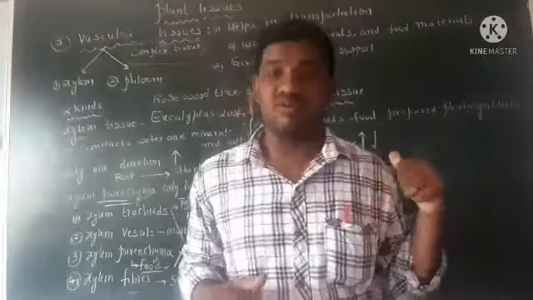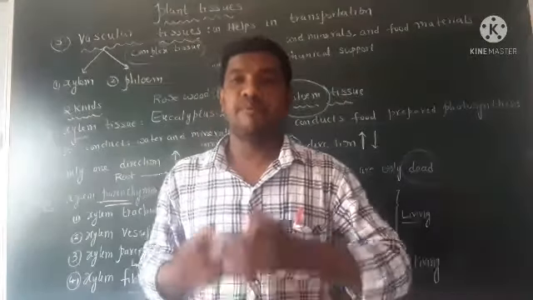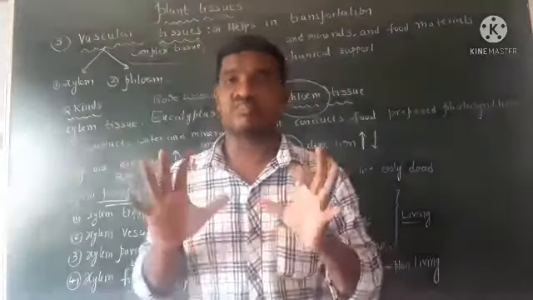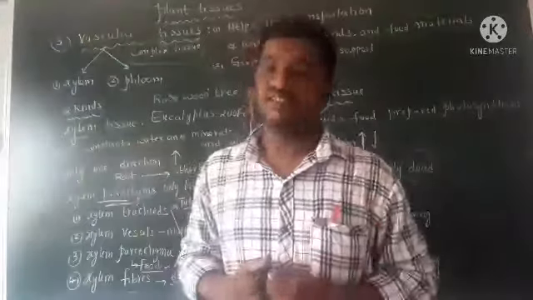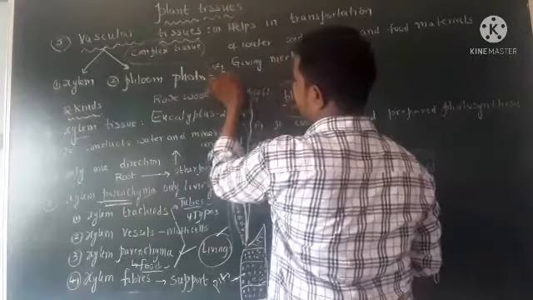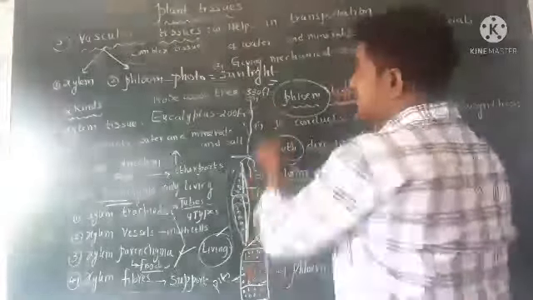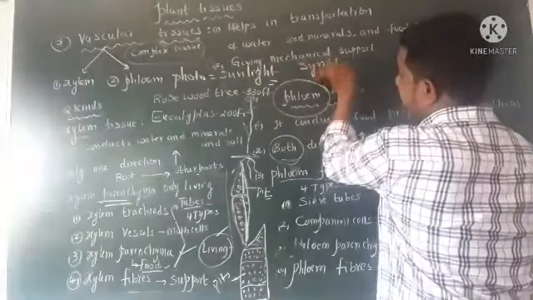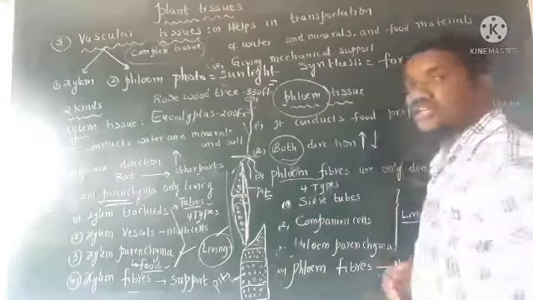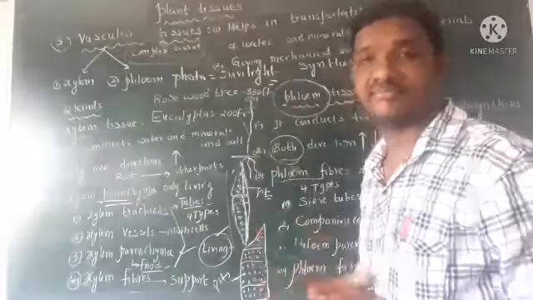Here I am using one word, photosynthesis. What is photosynthesis? The process by which plants prepare food is called photosynthesis. Photo means sunlight. Remember it. Synthesis means formed, or produced, or synthesized. Okay.